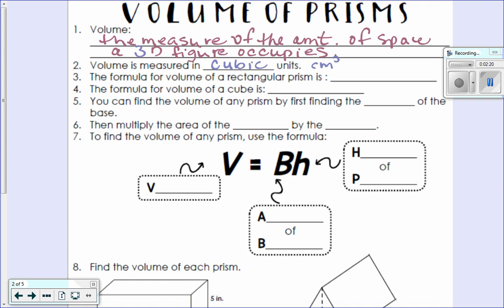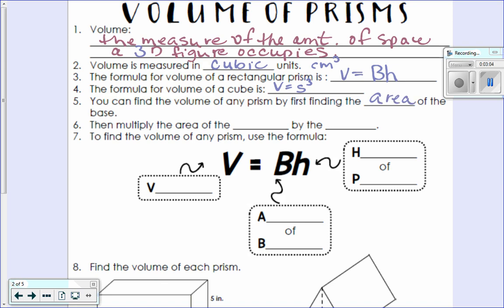You got it. The formula for volume of a rectangular prism is, which is right below. Again, we see big B times H. The formula for volume of a cube, you can use the same one, or you can use side cubed, right? What do we know about a cube? All sides are the same measure. You got it. So you can find the volume of any prism by first finding the area of the base.